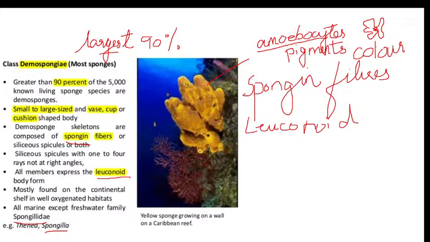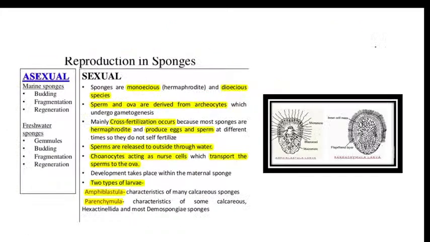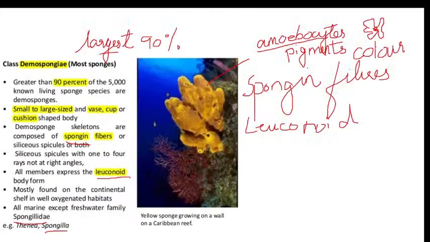Now this is the classification. The classification of phylum Porifera is based on the chemical constitution of the spicules. There are three classes. Class Calcarea, the sponges whose spicules are made up of calcium carbonate.